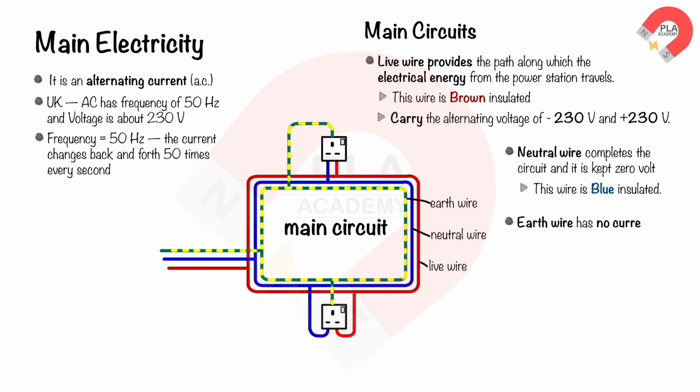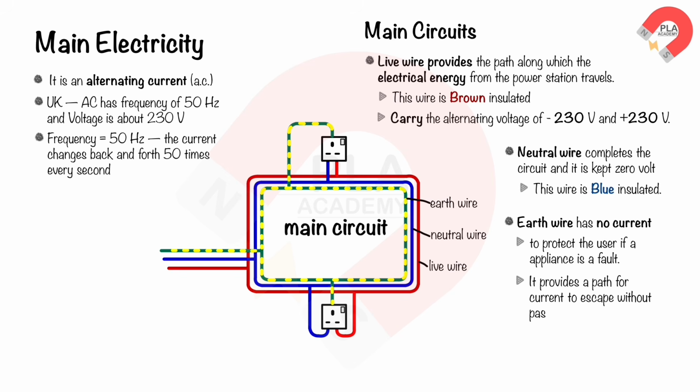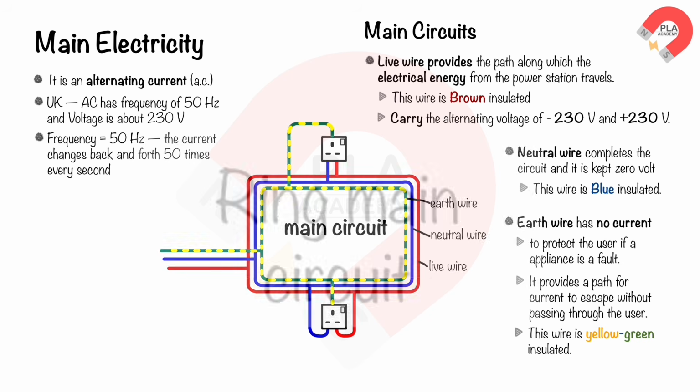The earth wire usually has no current in it. It is there to protect you if an appliance develops a fault. It provides a path for current to escape without passing through the user. This wire is yellow-green insulated.